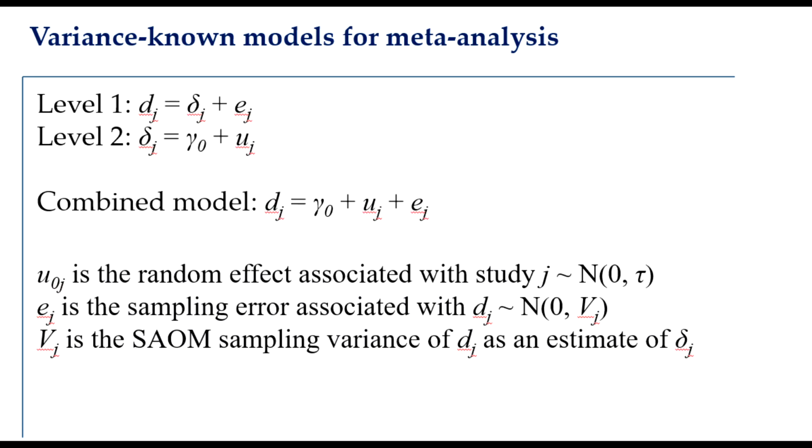But perhaps the biggest difference between the variance known model and the conventional model is the error terms. Our level 1 error no longer has an estimated variance of sigma squared. Instead of estimating this variance, we assume that we know what it is. And the values that we will use for these variances are simply the squared standard errors that accompany each of the estimates.